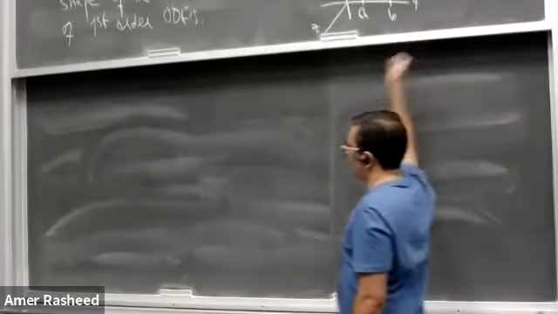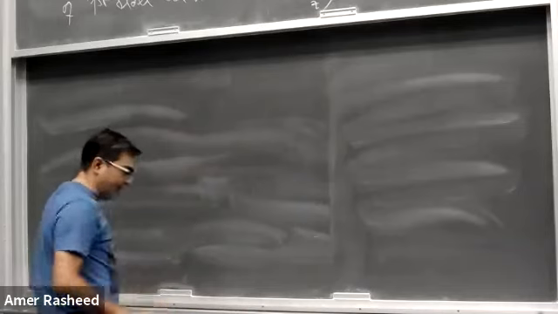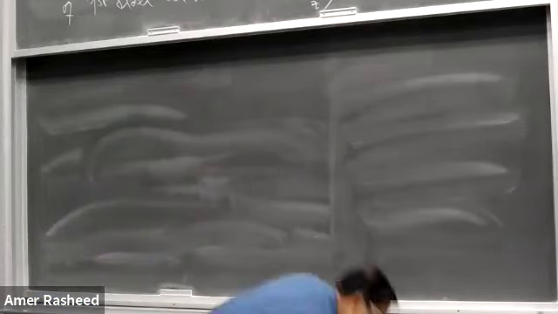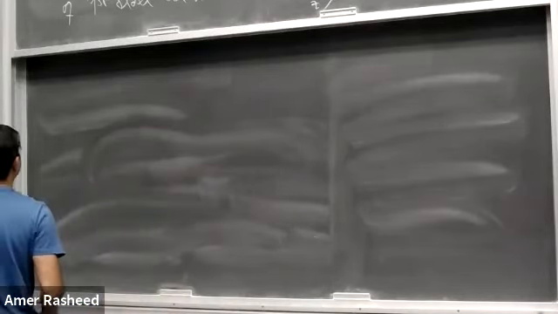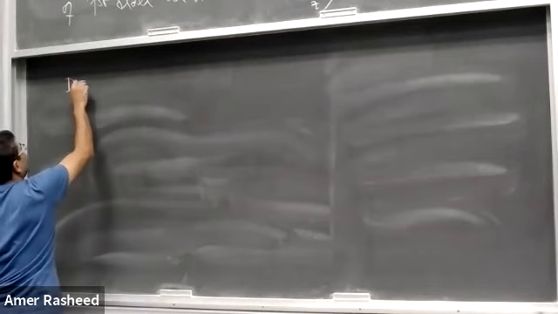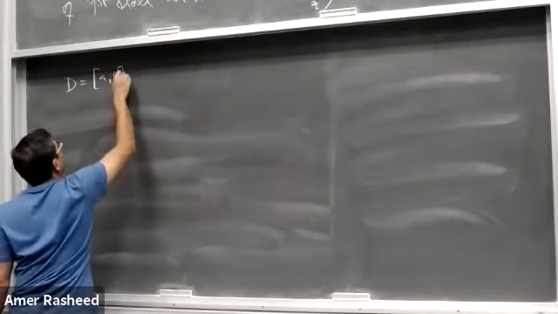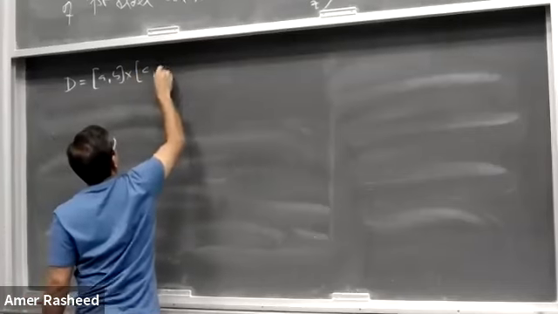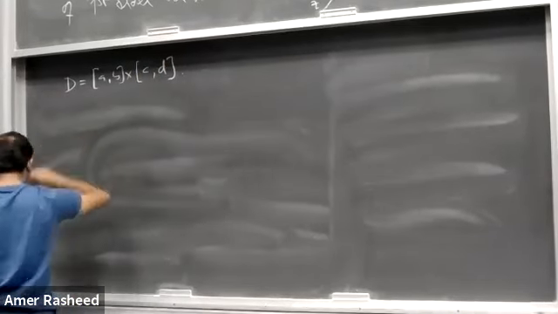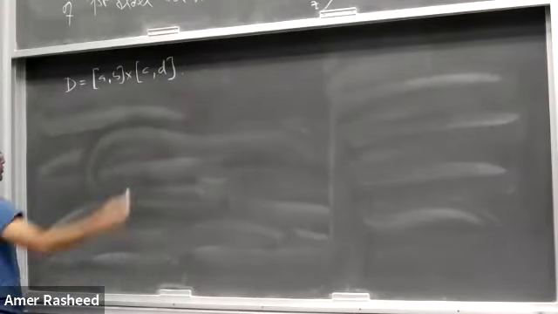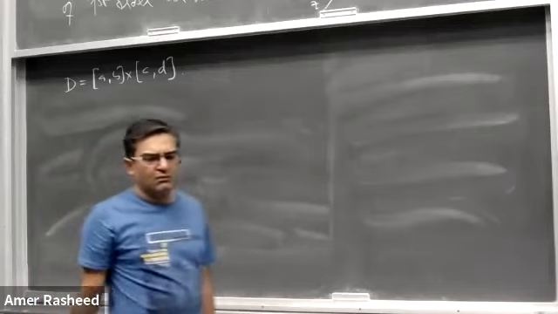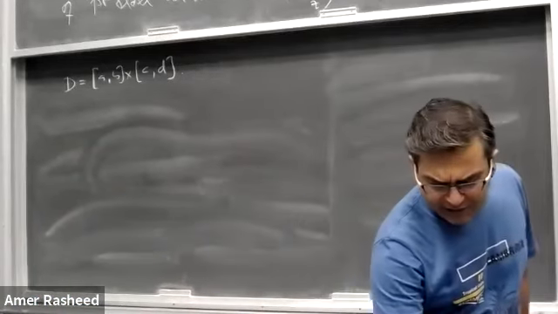Now, let me define the grid or the partition. If this is the domain, D is what? This is [a, b] cross [c, d]. Then the grid of the domain, we call it a grid, we call it a partition.